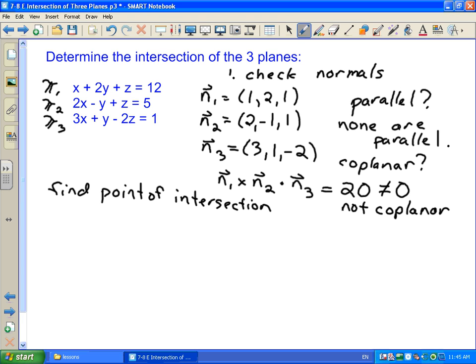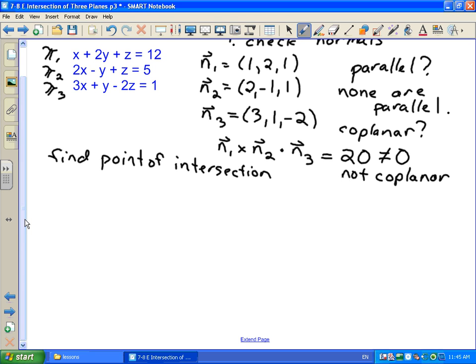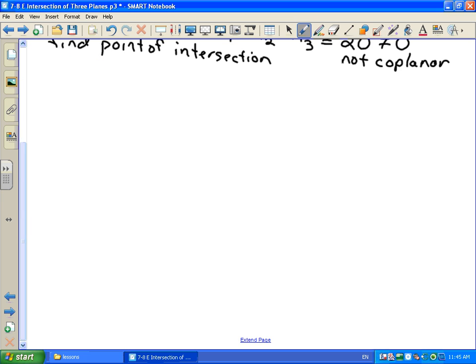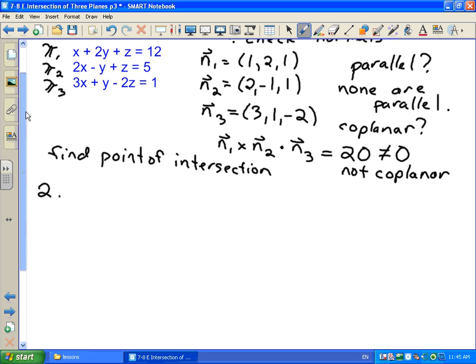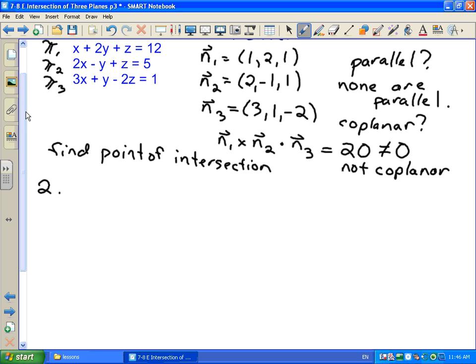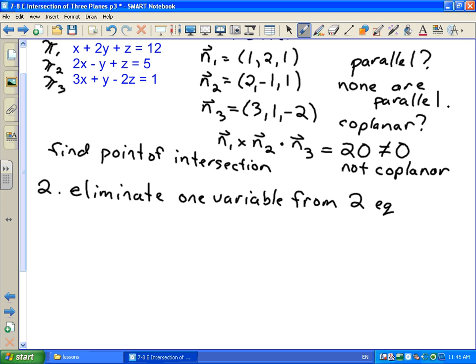Okay, and we're going to proceed in a similar fashion to what we did when we had two planes and we were trying to do the intersection. Our second step here is we're going to pick two of these equations, two of these planes, and eliminate one variable from two of the equations.